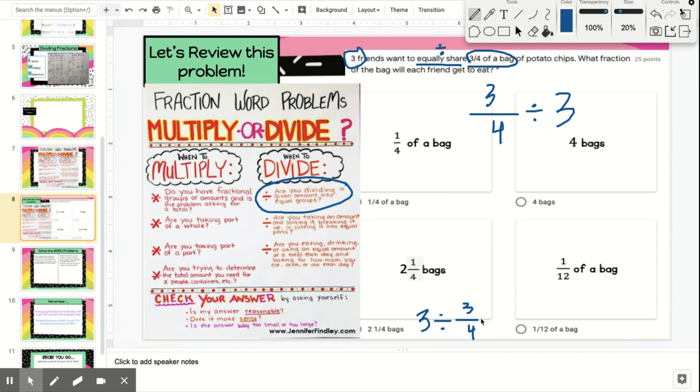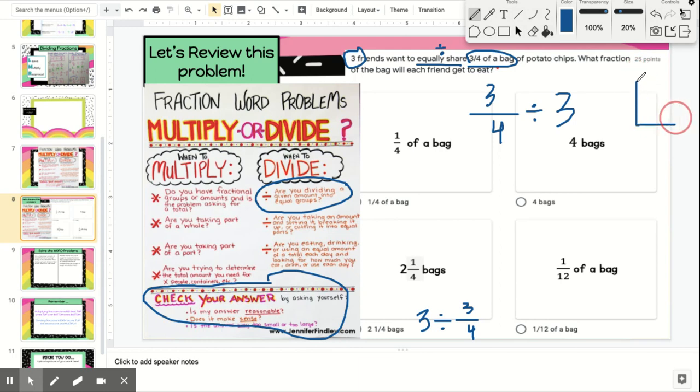Let's talk about reasonableness for a second. When you are checking your answer, you always should ask yourself, is that a reasonable answer? Is that possible? Does it make sense? Is the answer too big? Is it too small? Looking at these answer choices, we could have eliminated some because they don't even make sense. So let's think about this.